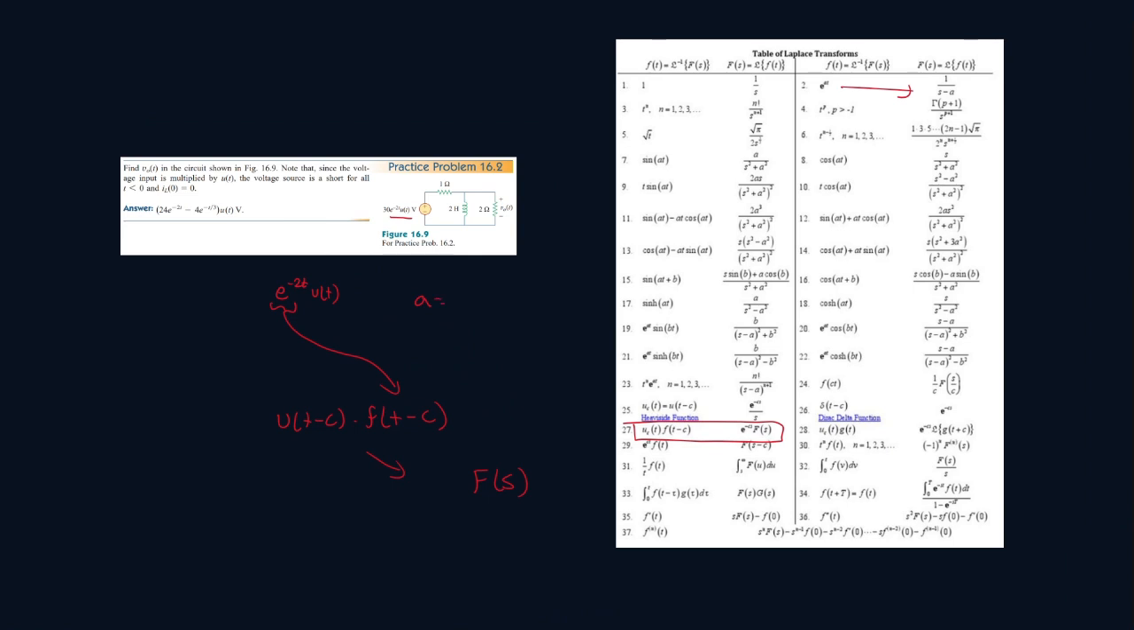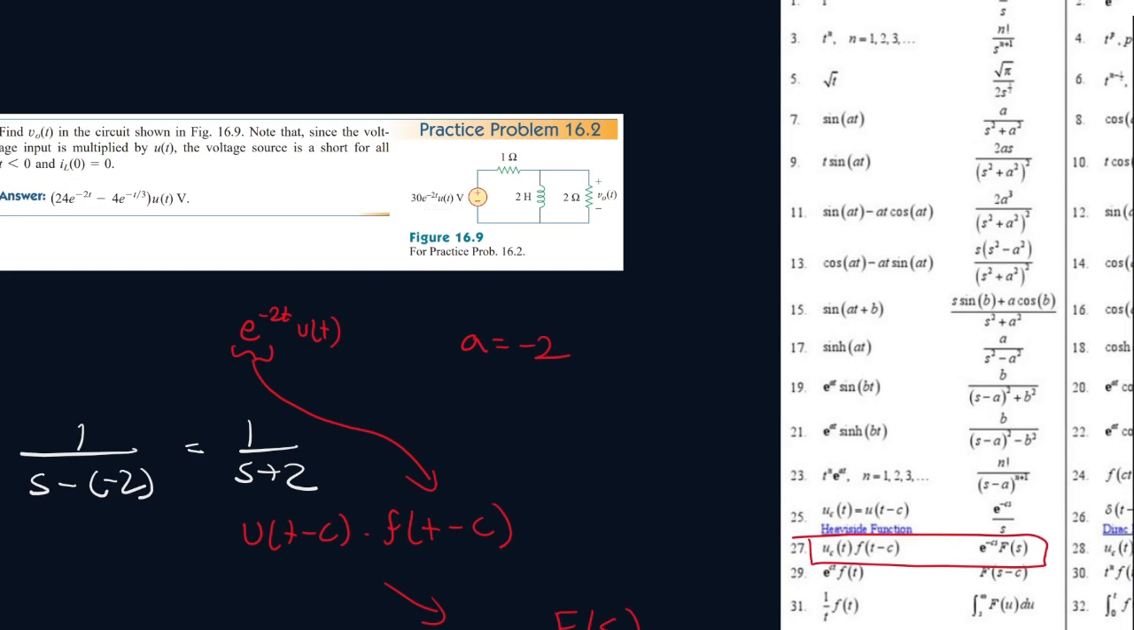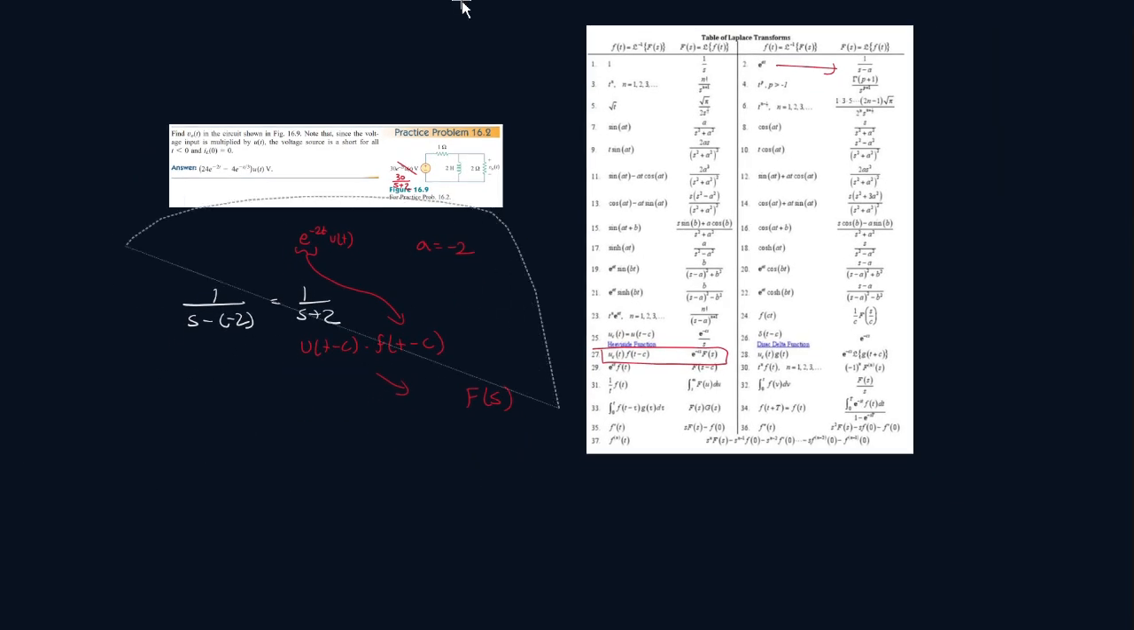So we see our a is equal to minus 2. So Laplace will be 1 over s minus a, which is minus 2. So it'll be 1 over s plus 2. Okay, so we'll pretty much ignore this. So it'll be 30 over s plus 2. Okay, let me erase all of this.